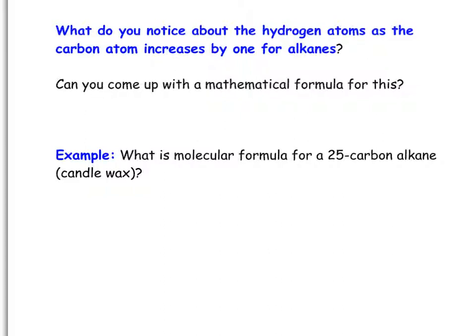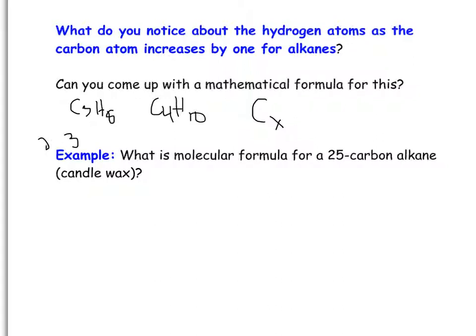Alright, now that you have tried to come up with this formula, let's go through and work this out together. We know that propane, for example, was C3H8 and butane was C4H10. If you look at this, you'll notice that the number of hydrogens ends up being twice the number of carbons.